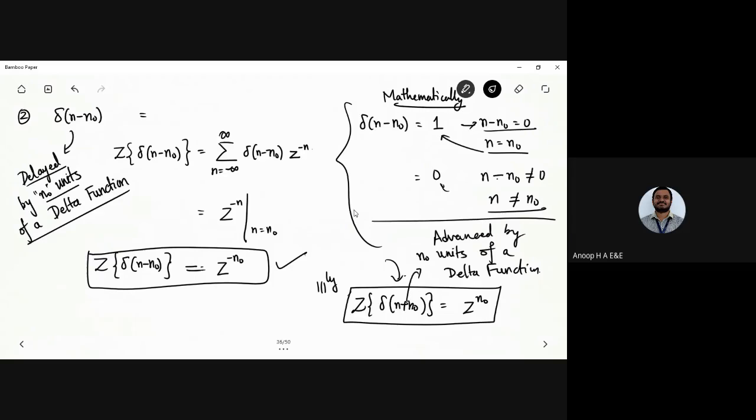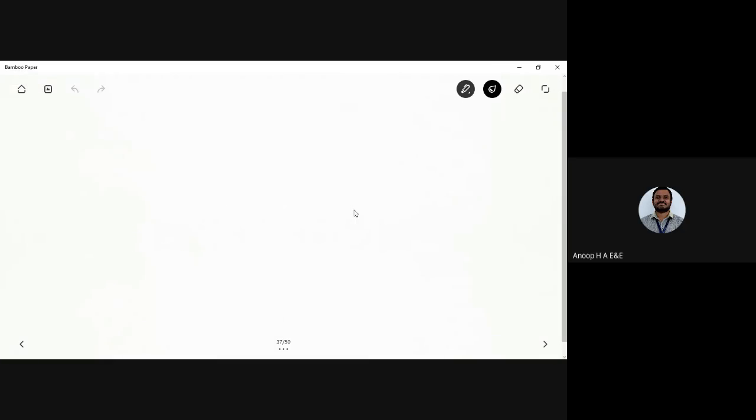Now you can make an attempt to solve for the next one, which is the sinusoidal sequence, or else I will discuss it in the next class. So we will discuss the sinusoidal sequence, say x of n. When I say it is a sinusoidal sequence, I have sine of omega naught n times u of n.